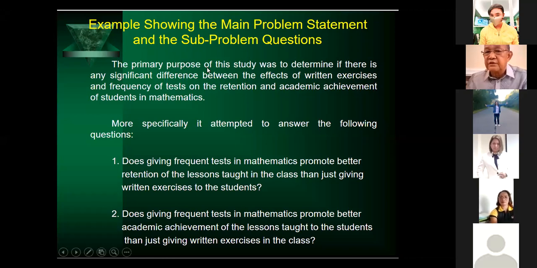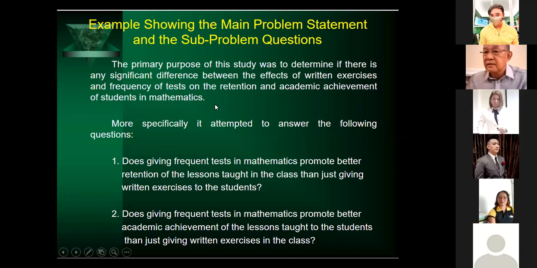Would you kindly read this part and tell me what are the independent variables of the study? I'm requiring you to do this in your conceptual framework. The effects of written exercises and frequency of tests. Very good. These are the two independent variables, no? Effects of written exercises and frequency of tests.